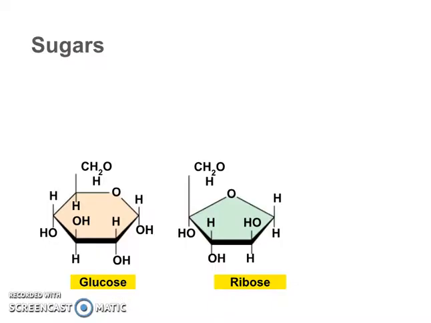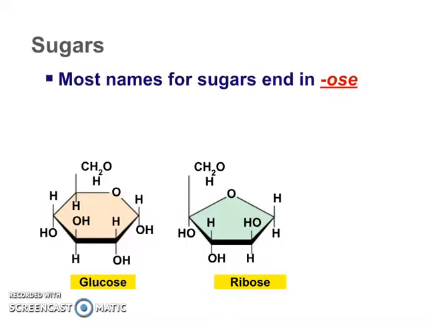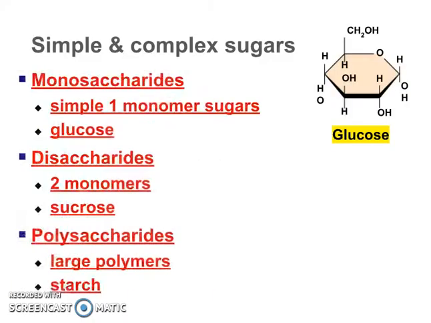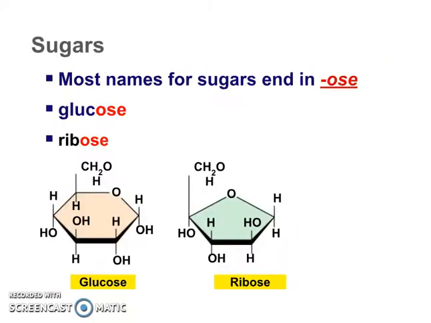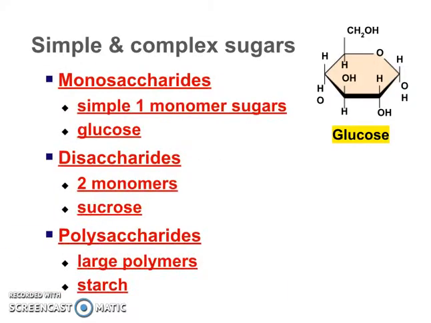And here, just to show you some examples, we have glucose and ribose. And you may notice that a lot of sugars are going to end in ose. So not every sugar, but if it ends in ose, you can assume that it's probably a sugar. So you've got glucose, ribose, sucrose, fructose. Those are all sugars.